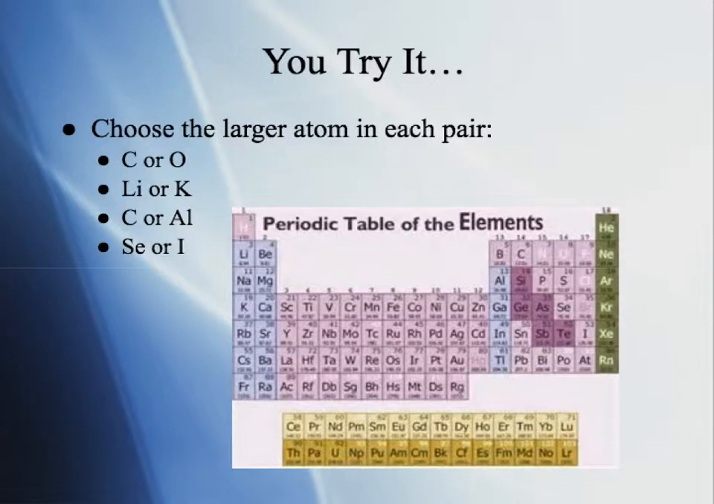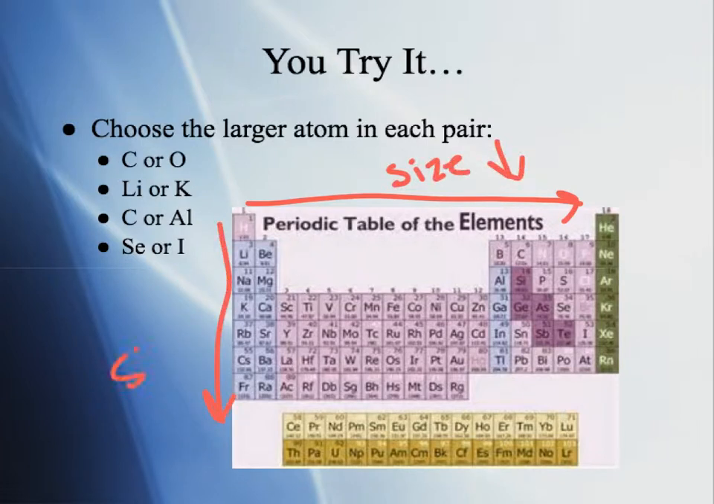All right, so choose the larger atom in each pair. Remember, as you go across, size decreases. As you go down, atomic radius or size increases. So if we're looking at carbon versus oxygen, which one is larger? It's going to be carbon, right? Because as you go across, it's going to get smaller. So oxygen will be smaller than carbon.